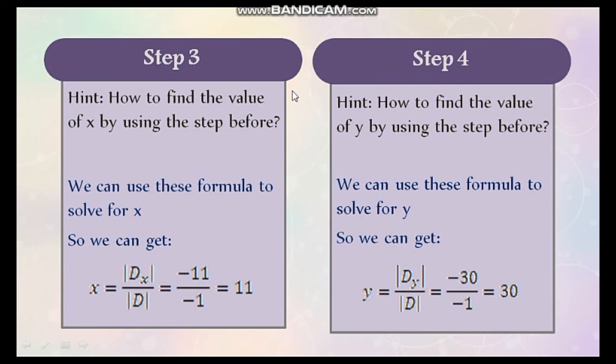Next, step 4. How to find the value of y by using the previous step. We can use this formula to solve for y. So we get y equals determinant Dy over determinant D, equals minus 30 over minus 1.